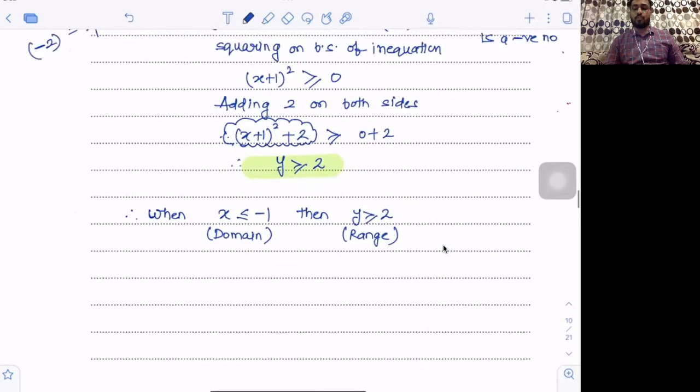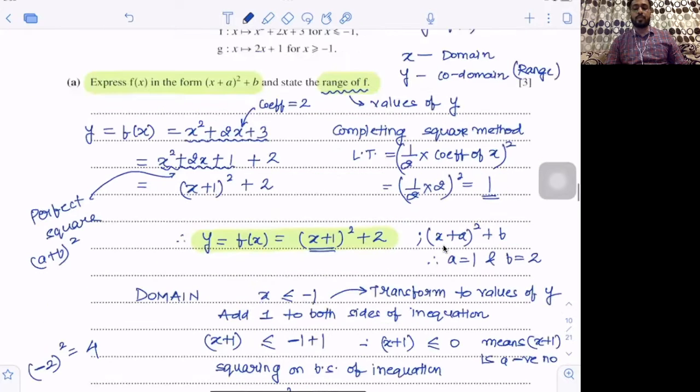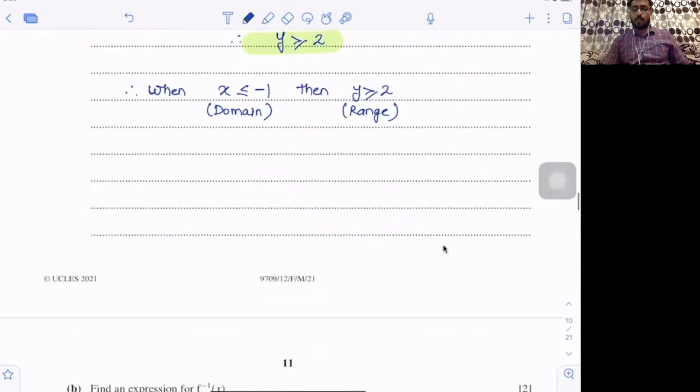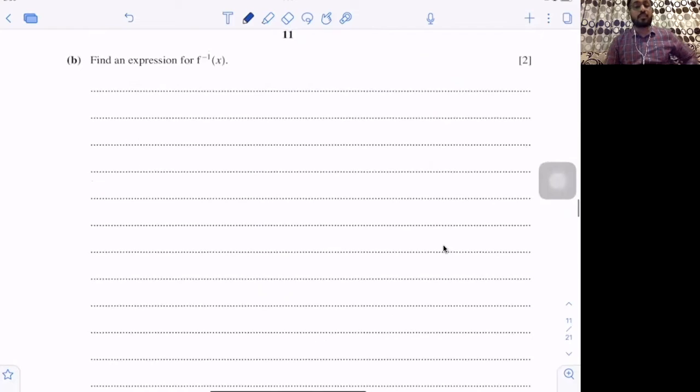So I have transformed the equation which was given to me, f of x, in the form of x plus a the whole square plus b, and I have also got the range of f. So for doing all this stuff, you get 3 marks, right? Now we will proceed further. I want to find an expression for f inverse of x. So again, very simple, again for 2 marks it is.